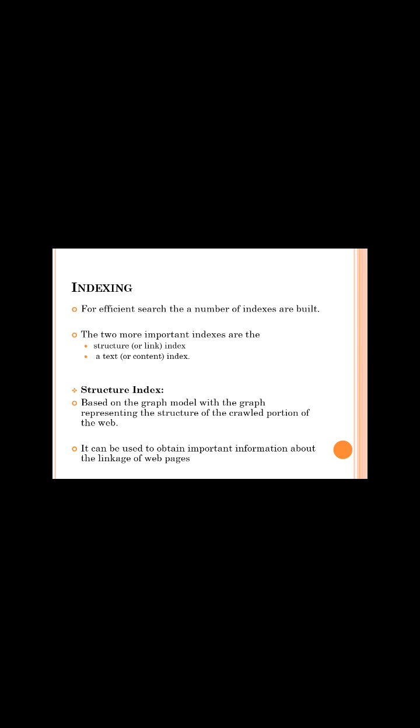The next topic is indexing. A number of indexes are built to efficiently search crawled pages and gathered information. There are two important indexes: structure or link index, and text or content index. First, we will see the structure index. It is based on a graph model, with the graph representing the structure of the crawled portion of the web. It can be used to obtain important information about linkage of web pages, such as siblings of a page.